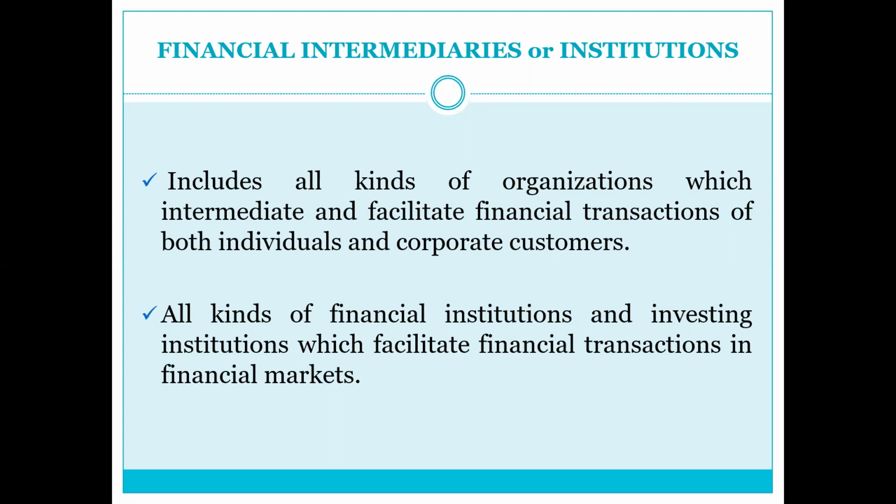So, who are financial intermediaries? Or what are financial institutions? All kinds of organizations which intermediate and facilitate financial transactions of individuals as well as corporate customers are known as financial intermediaries. So these are the middlemen, or the facilitators, who ensure that financial transactions take place between two individuals or two corporates. All kinds of financial institutions and investing institutions which facilitate financial transactions in the financial market can be termed as a financial intermediary or financial institution.